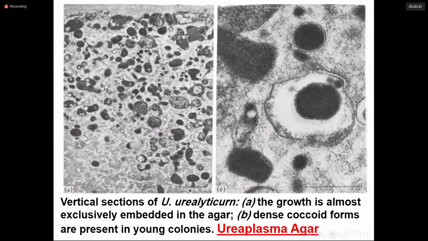You can see now Ureaplasma urealyticum grown on Ureaplasma agar, which is a very specific and special agar. The growth is embedded inside the agar, underneath the surface, even though it is visible. When you examine them under a transmission microscope, you will find dense coccoid forms present in young colonies. So this is Ureaplasma urealyticum, which is called T mycoplasma.